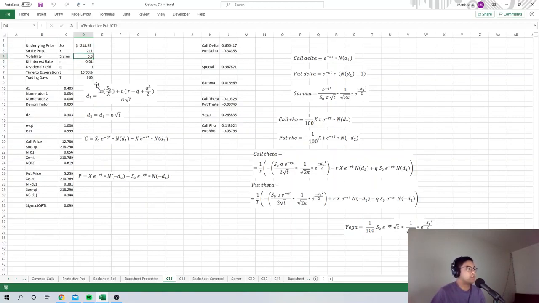Volatility. This is interesting too. The volatility isn't the historical volatility. This is the implied volatility. This is if you set all the other variables constant, you set the call price, the put price, and you just backwards solve the equation for volatility. That's your implied volatility.